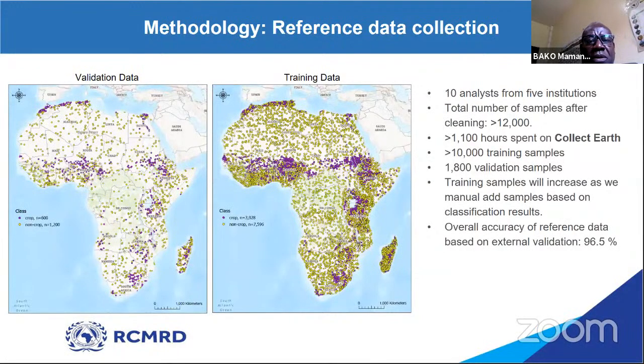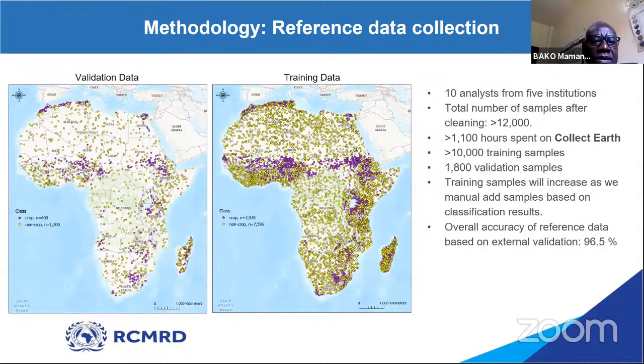So in terms of methodology, we started to collect the reference data, and for that we have 10 analysts from the 5 institutions involved in this initiative. They spent more than 1,100 hours on Collect Earth to collect the samples that we needed. And for that, we have more than 12,000 samples that we collected.